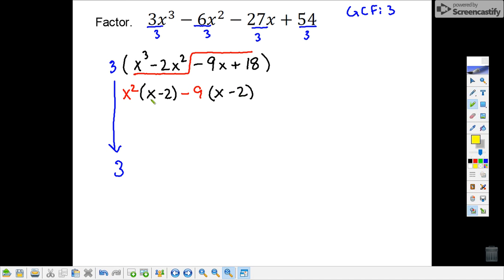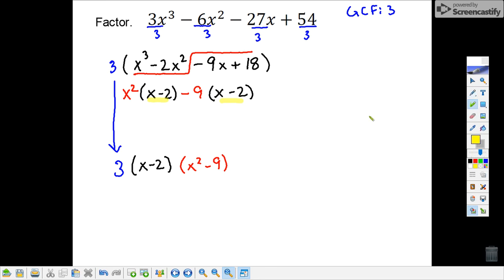So you'll notice the parentheses match up. They're exactly the same. Both are x minus 2. So my answer would be x minus 2. So factor that out. And then my x squared minus 9.